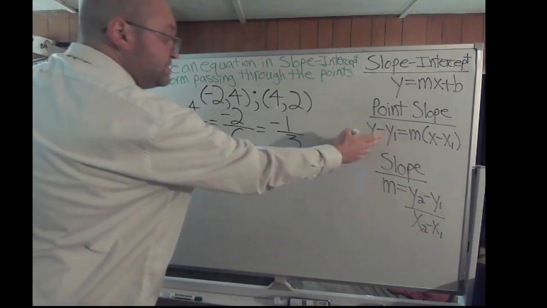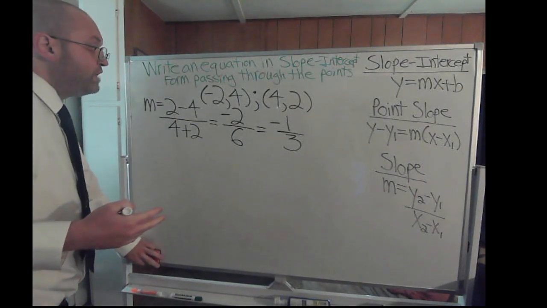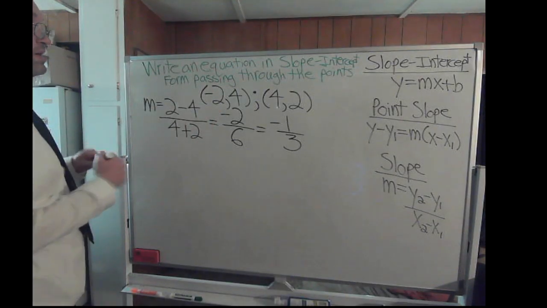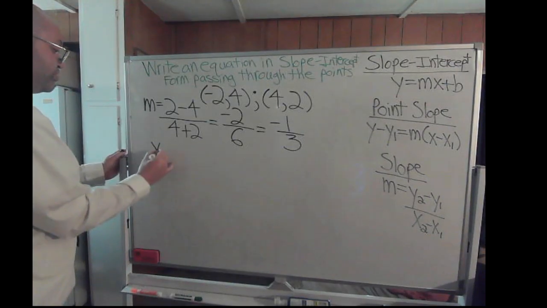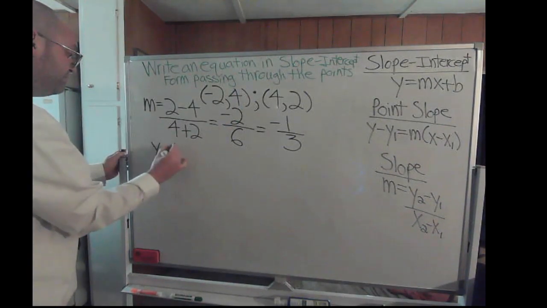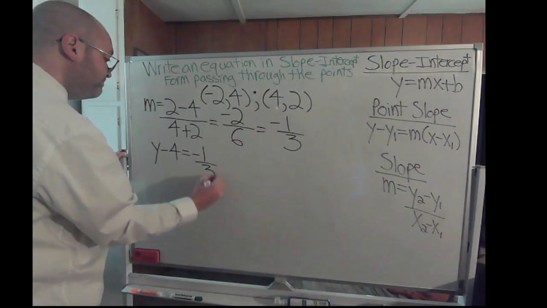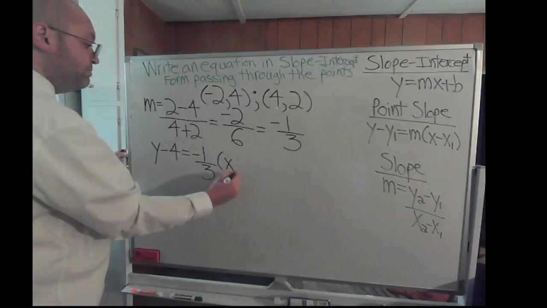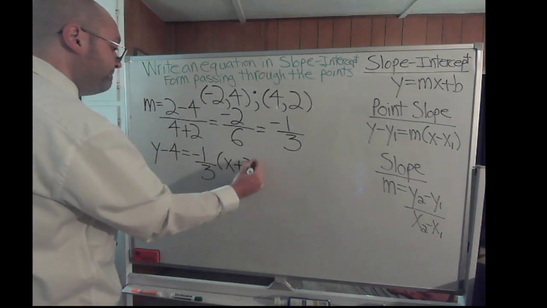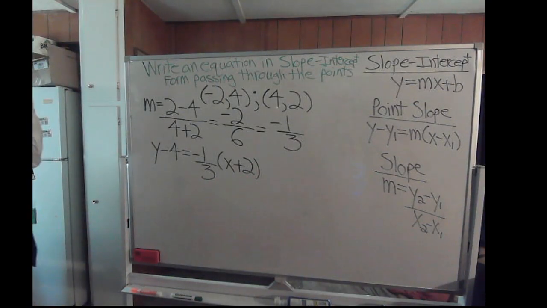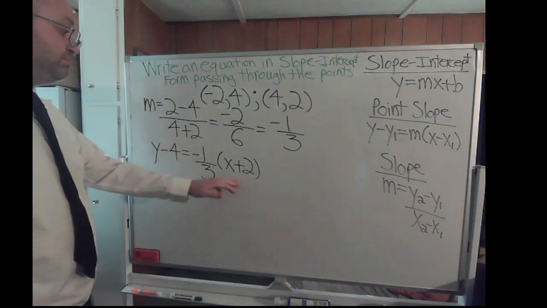Now that we've ascertained the slope, we can go ahead and find the point slope form of the equation. Either way, pick one of these points and run with it. I'm going to do negative 2, 4. So we'll have y minus your y sub 1, which is 4. So y minus 4 equals your slope of negative 1/3 times x minus your x sub 1, which is negative 2. Well, minus negative 2 is actually plus 2. Alright, so in point slope form, we have y minus 4 equals negative 1/3 times the quantity of x plus 2.